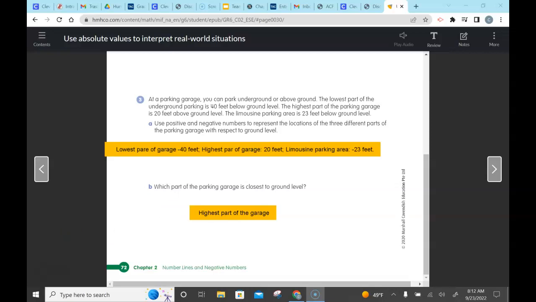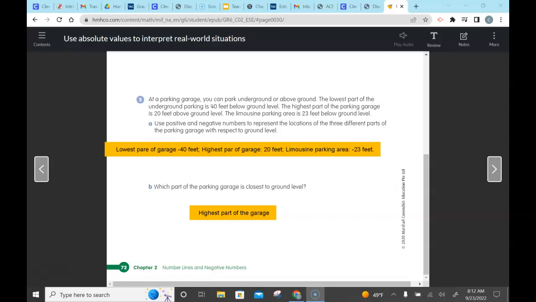So let's take a look at number 3. It says at a parking garage you can park underground or above ground. The lowest part of the underground parking is 40 feet below ground level. The highest part of the parking garage is 20 feet above ground level. Below and above are the key terms here. The limousine parking area is 23 feet below ground level. It says use positive and negative numbers to represent the locations of the 3 different parts of the parking garage with respect to ground level.